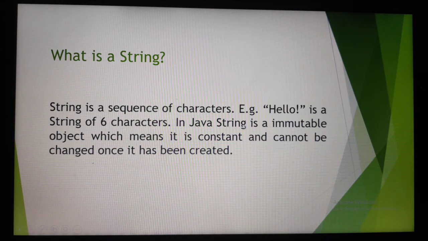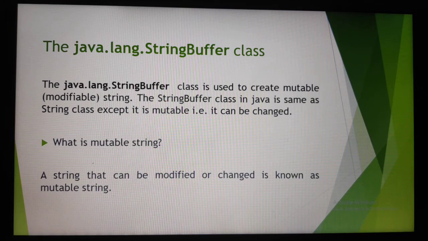In Java, a string is an immutable object, which means it is constant and cannot be changed once it has been created. Once you create a string in Java, you cannot change it. Hence, we use the StringBuffer class to create a mutable or modifiable string. The StringBuffer class in Java is the same as the String class, except it is mutable, which means it can be changed.